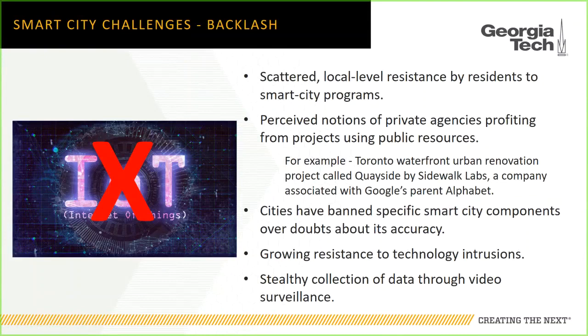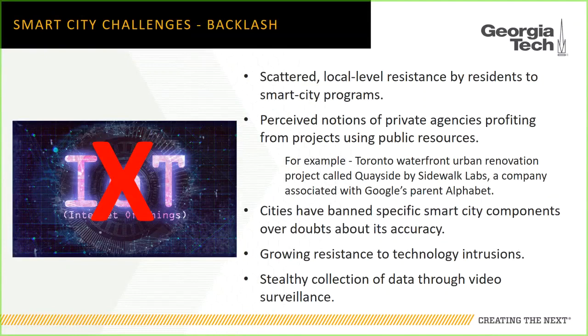The example here is Toronto's waterfront urban innovation project called Quayside. This was by Sidewalk Labs, which is an affiliated entity of Google and Alphabet. It was all good and well intentioned, but digging deeper, people are realizing that there were other ulterior motives in that initiative, and there's going to be a lot of backlash related to that, which is still being played out right now.